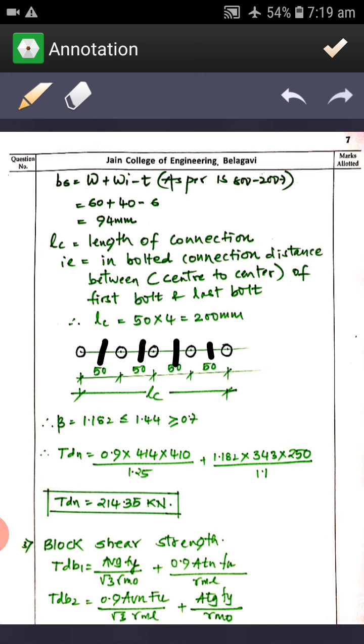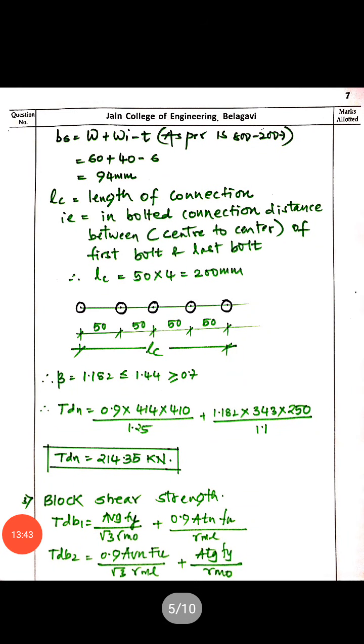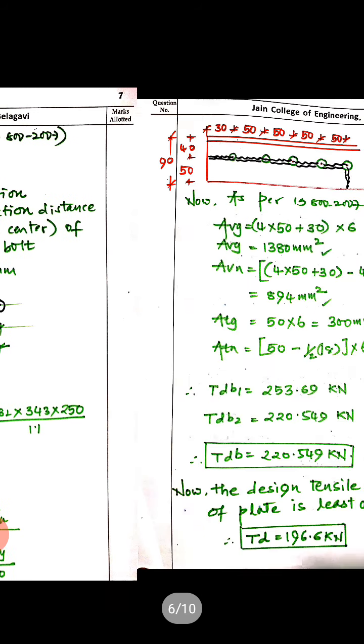Okay, understood? Then we'll substitute back. So we got the TDN is equal to 214.35 kilonewton. So in the second category we got the tensile strength of angle as 214.35 kilonewton. Okay, for block shear strength, again we have the 2 formulas, that is TDB1 and TDB2. In that, the important terms to find out are AVG, AVN, ATG, ATN. So we'll look out for that.